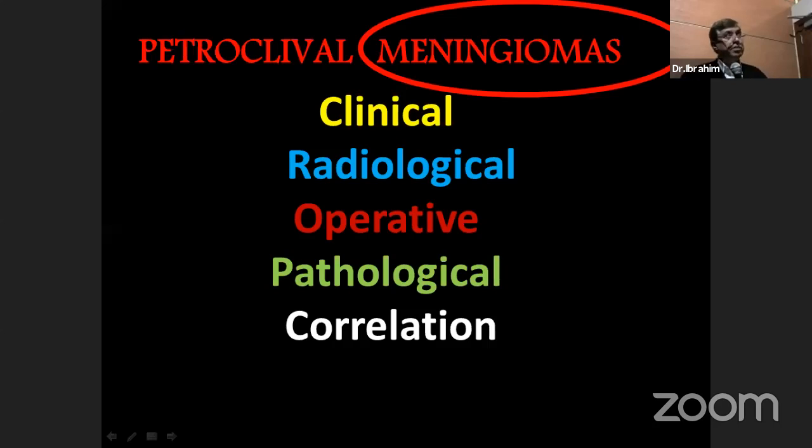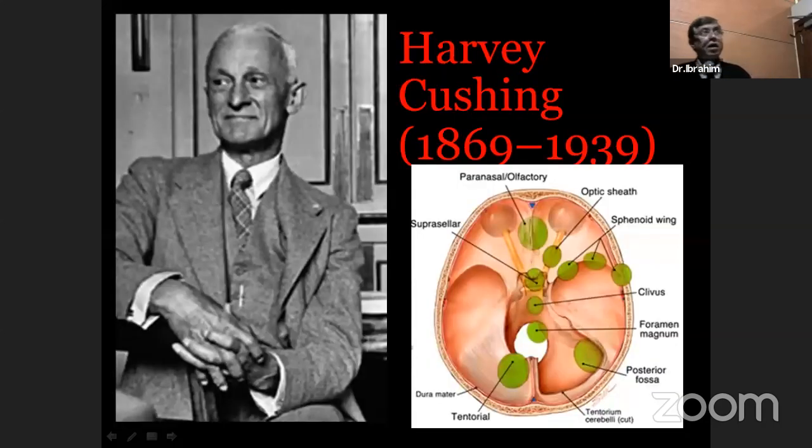So we know now what is petroclival. Let's speak about meningiomas. Harvey Cushing, the father of neurosurgery from Harvard. This is the period that he lived. He classified these, he gave the name of meningioma. He coined the name meningioma. So the meningiomas could be anywhere. They are the most common benign tumor in our brain. So we should know it.